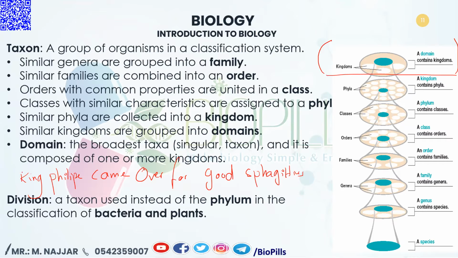Okay, what is the meaning of it? Actually, K refers to the kingdom. P in Philip refers to the phylum, PH in particular. C in came refers to class. O refers to order. F refers to family. G refers to genus. S refers to species.